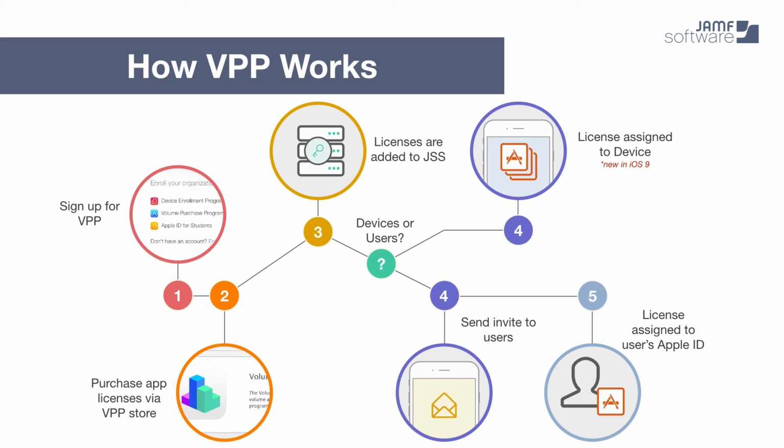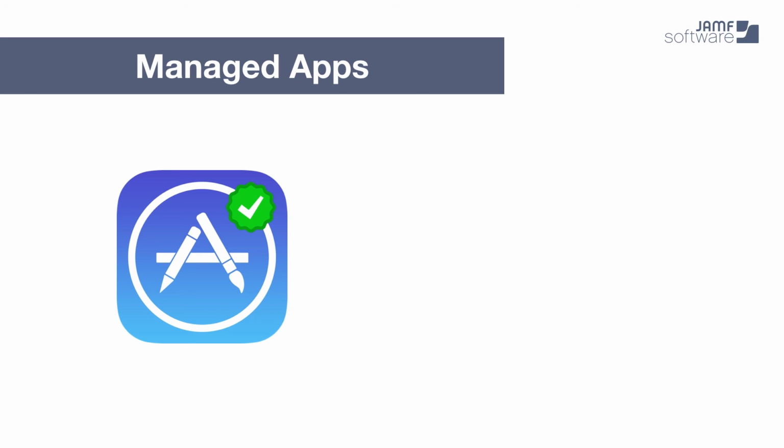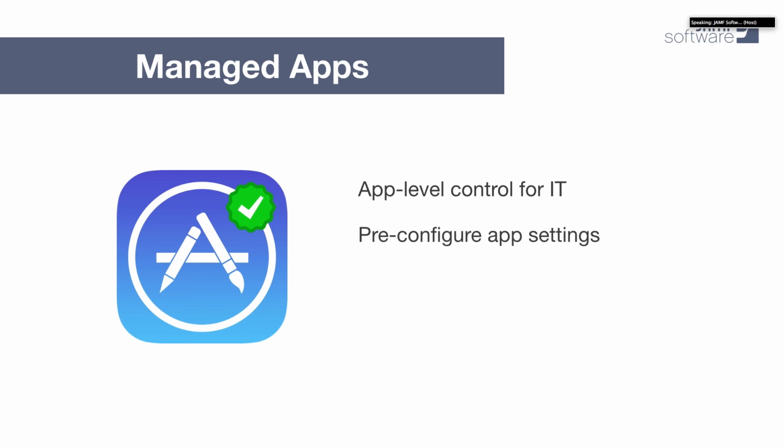Now, license to devices will only work if you're running iOS 9 or later. So once you get apps to either devices or users, what do you have? Well, you have something called a managed app. And a managed app is unique because it gives you app-level control for IT. What does that mean? Well, it means that you can do things like pre-configure some of the app settings.